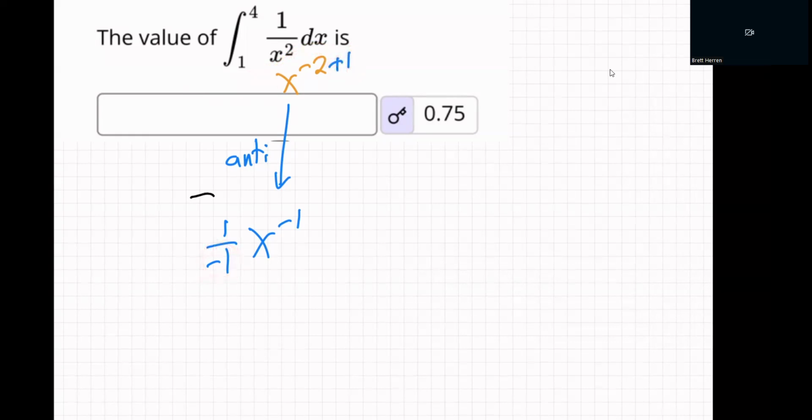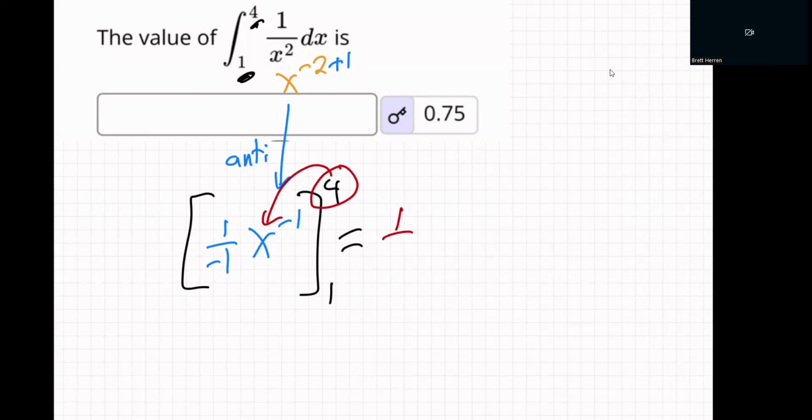So, and then you evaluate that between the two bounds. We have the lower bound, the upper bound, 1 and 4. So that shouldn't be too bad. So we're going to say, okay. So take the upper bound and plug that in first. So this would be 1 over minus 1 times 4 to the minus 1. Subtract, and then plug in 1.